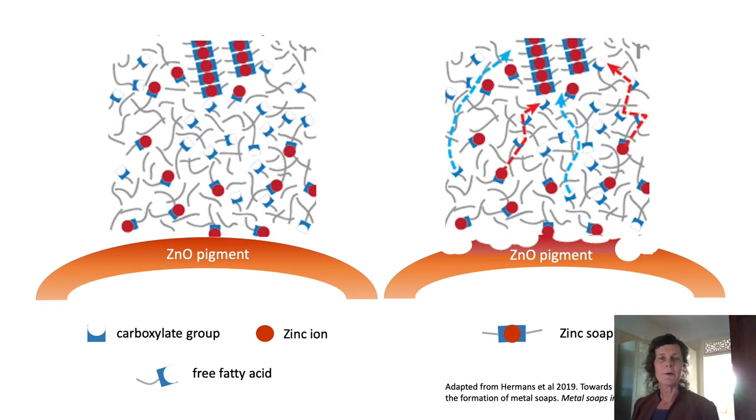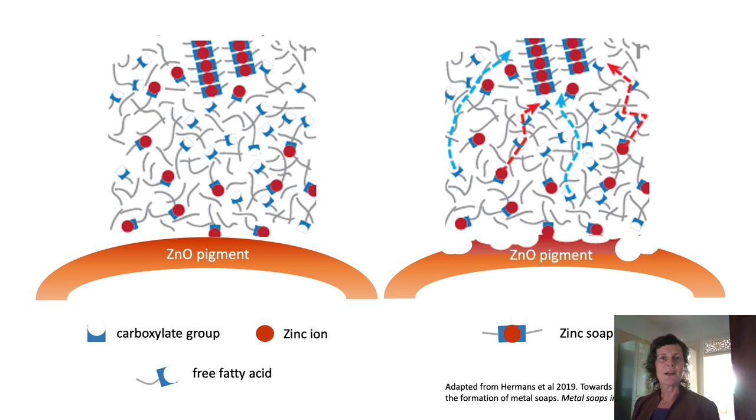As conditions allow, zinc carboxylates may form which are not connected to the cross-linked oil polymer. This can occur if there is an additional source of stearic acid, such as when aluminium stearate is present in the paint formulation, or through hydrolysis reactions which sever bonds connecting the fatty acids to the polymer network. These free fatty acids preferentially react with the available zinc ions to form mobile zinc carboxylates.